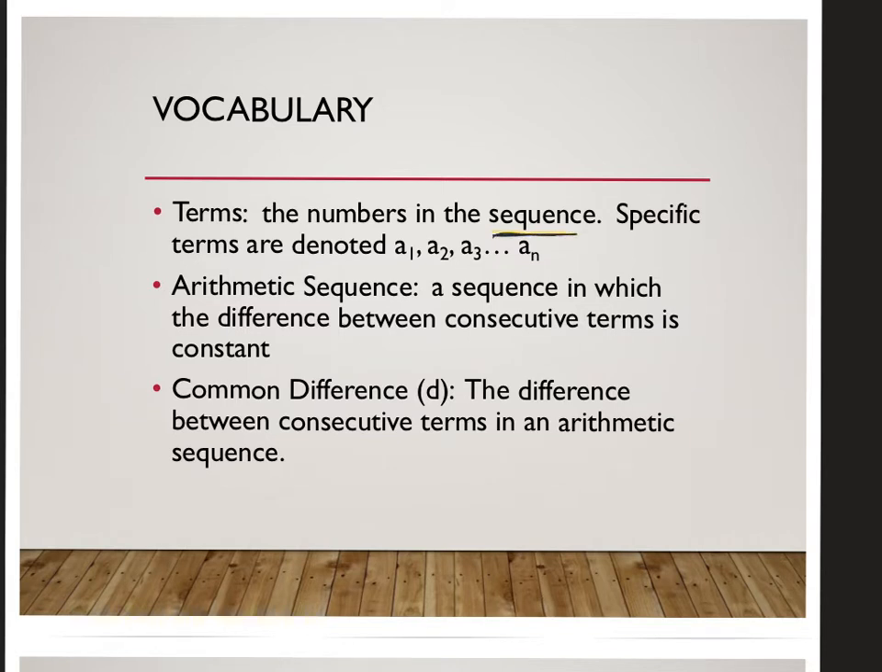So let me put up an example of a sequence. 2, 4, 6, 8, 10, and so on. Those little dots let you know that it does go on forever. Literally, all a sequence is, is a list of numbers in a specific order. When it's talking about terms, it's talking about their position. So the number 2 is the very first number in this list. We would call this a sub 1. The 4 is the second number, that's a sub 2. 6 is the third number, that's a sub 3, etc.